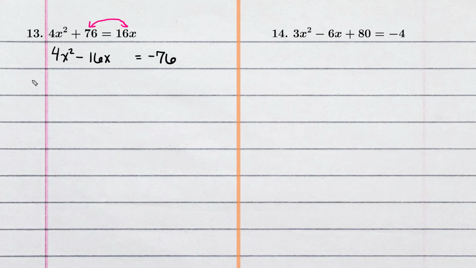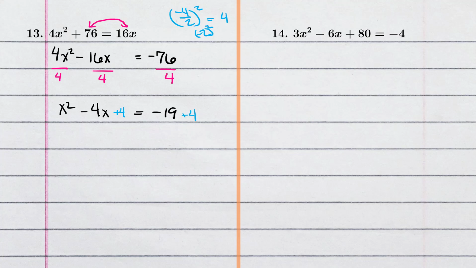Now I need to divide by what's in front of x squared, which is the 4. And so that gives me x squared minus 4x is equal to negative 19. So I'm going to take that negative 4, and I'm going to divide it by 2 and square it. And that gives me 4, because we have that negative 2 squared. So I add 4 to both sides.